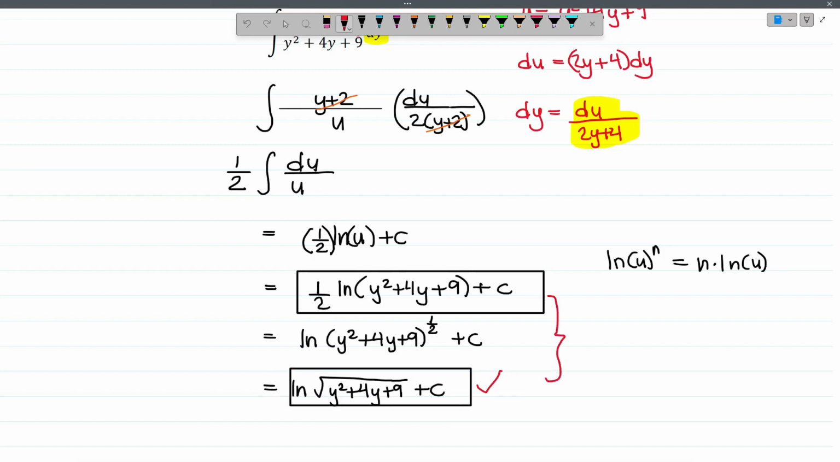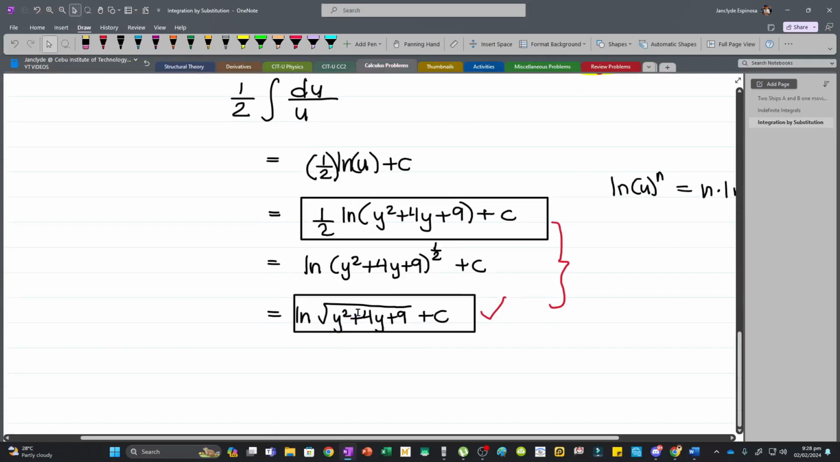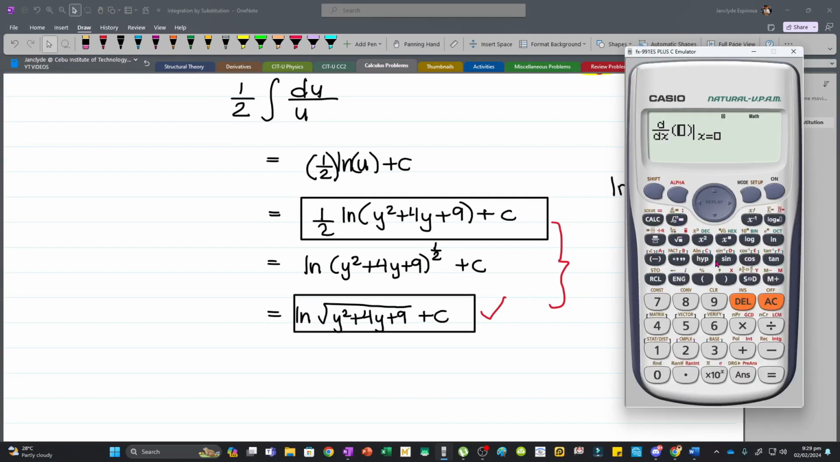And then if we do our checking, we need to input this inside d/dx. So we have d/dx and then ln square root of y squared plus 4y and then plus 9. And then let's just substitute, let's say 2. By the way, we are lacking a parenthesis here. And so substituting 2, we have 0.190476190.5. And so I will just store that at A so that I can recall the value later.